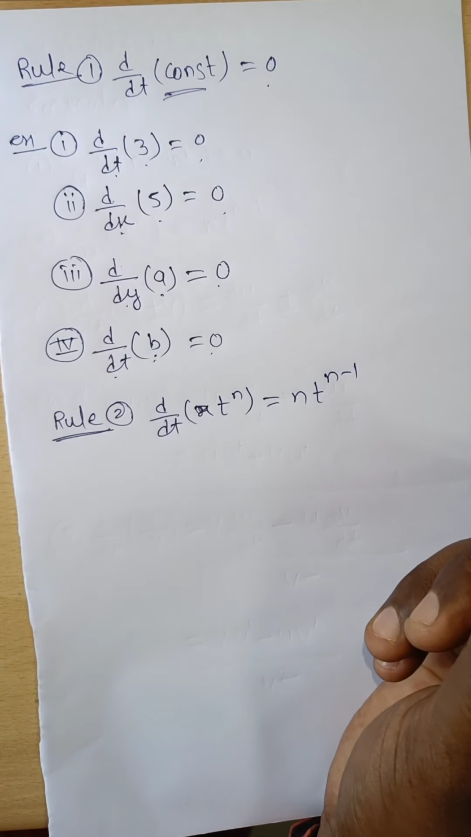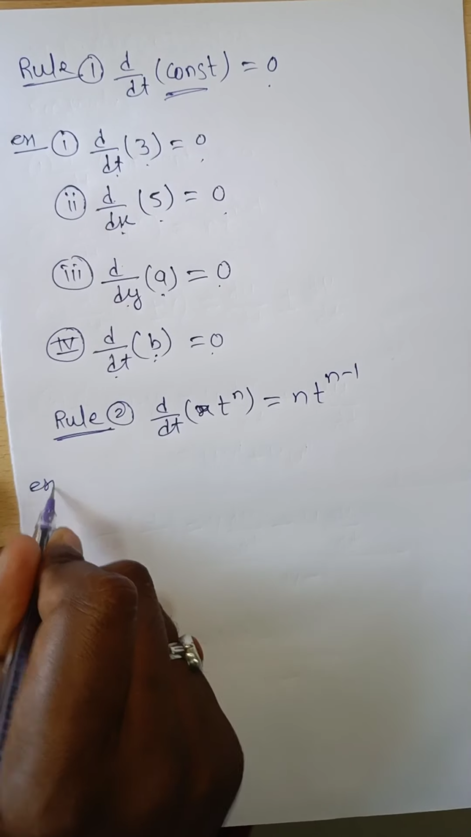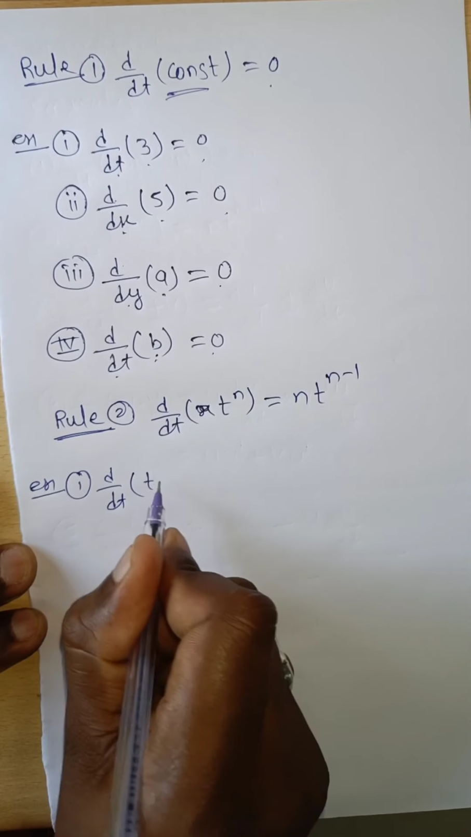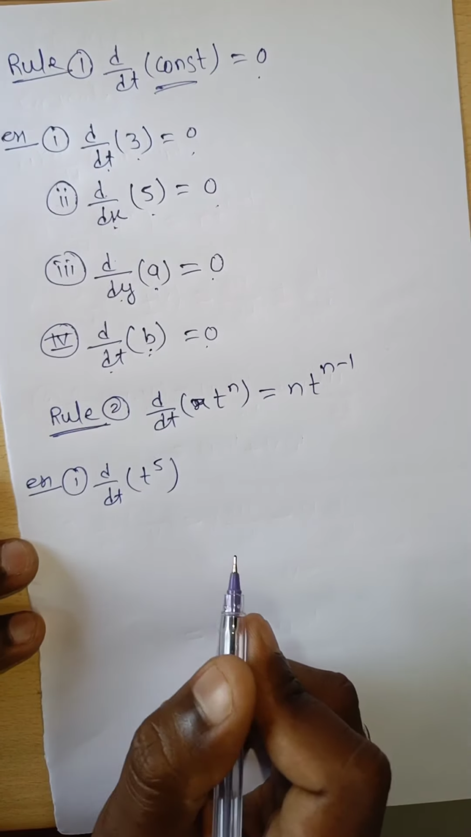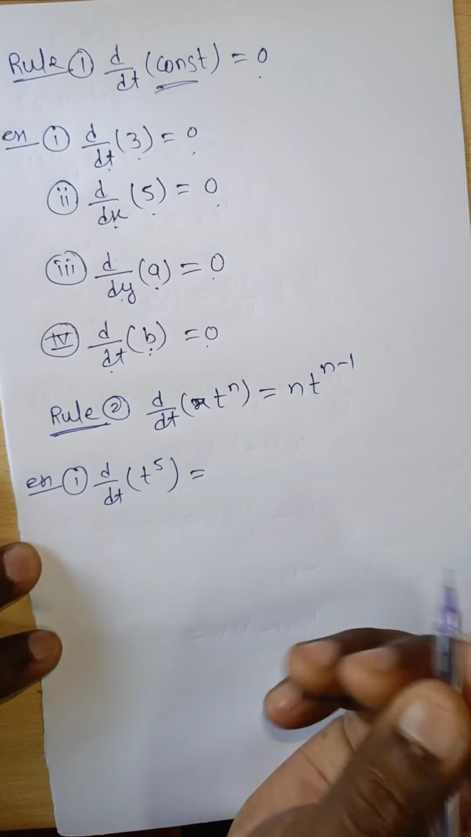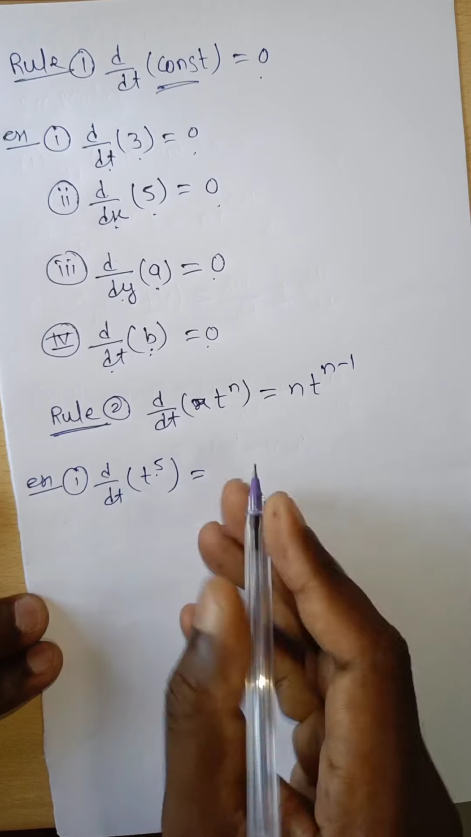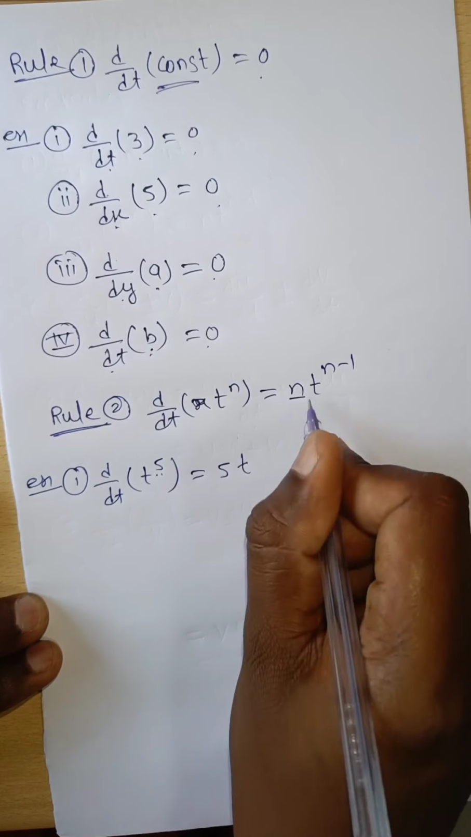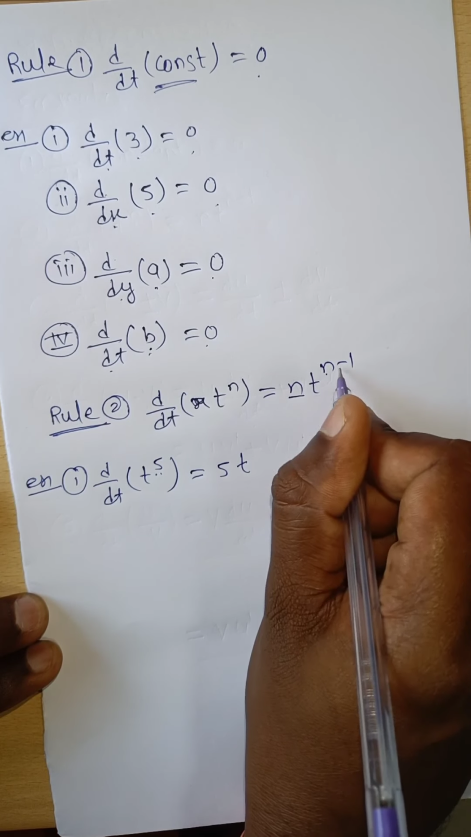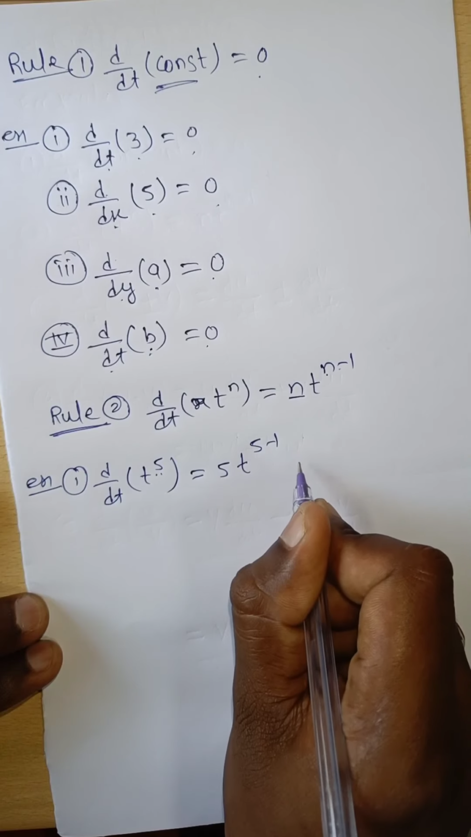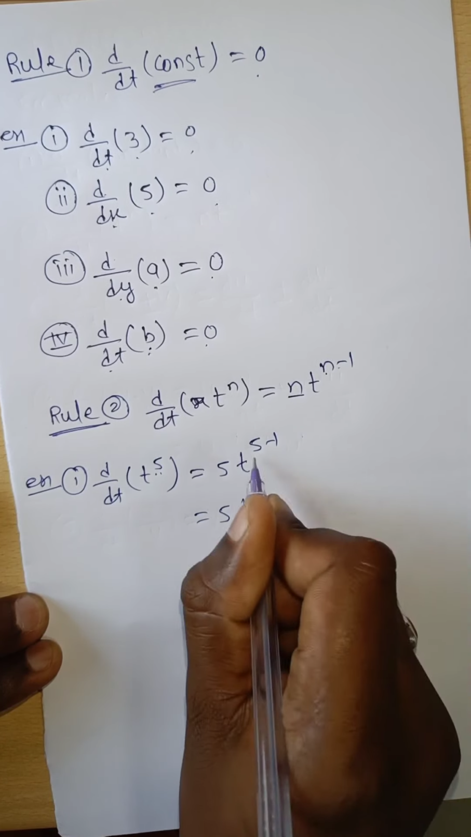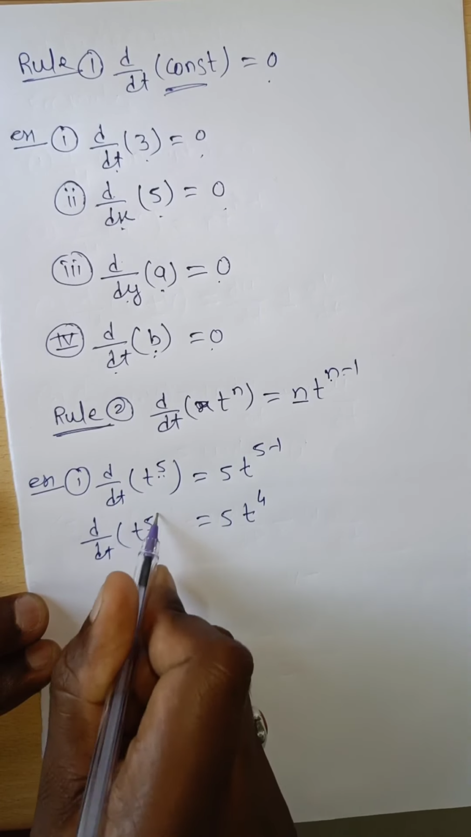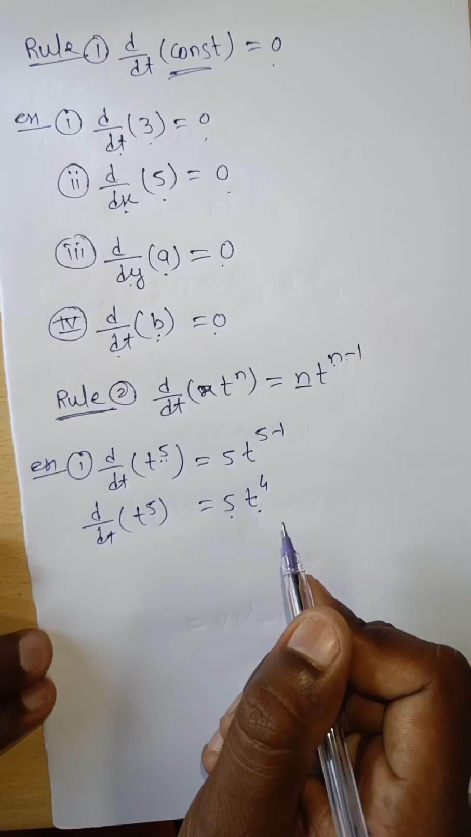n into t to the power of n minus 1. Now we have to see an example. Suppose d by dt of t to the power of 5. How do we write it? That is, we write 5 first, that is n into t to the power of n minus 1, where n means 5. So the answer is 5 into t to the power of 5 minus 1, which is 4. Then d by dt of t to the power of 5 is 5 into t to the power of 4.